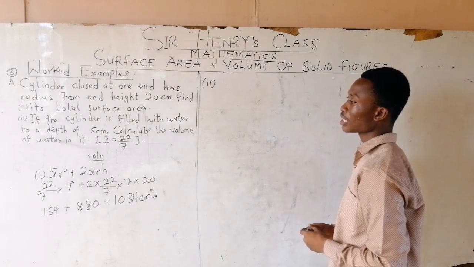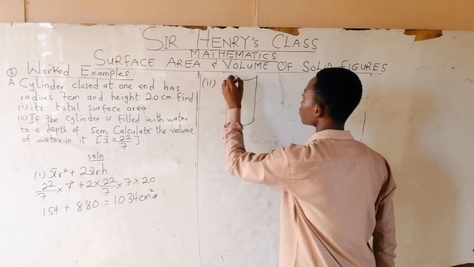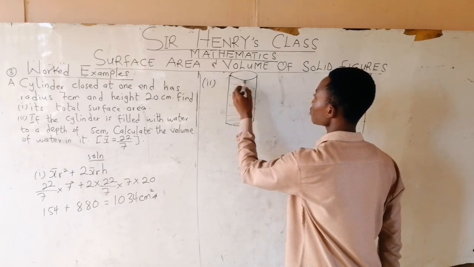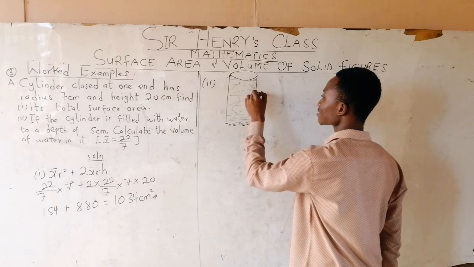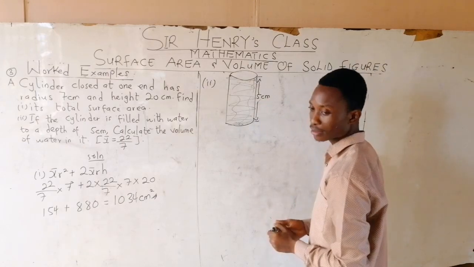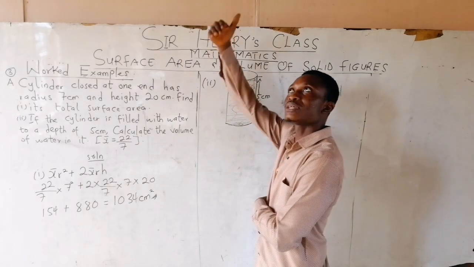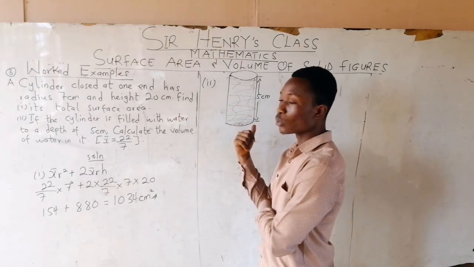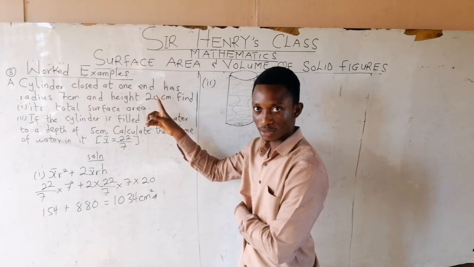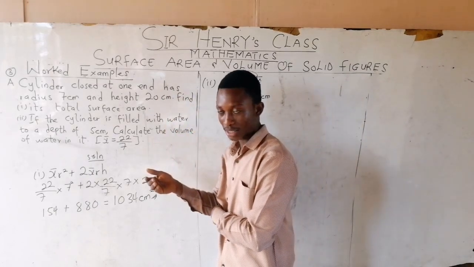If the cylinder is filled with water to a depth of 5 centimeters, so let's assume this is the cylinder, with one end closed. So I fill water. The water reaches a height of 5 centimeters, or a depth, so it simply means height and depth are the same. But here, you are talking of the depth of the water, not the height of the cylinder. When you pour the water, it got to a height of 5. So you can't use 20 here. No. The depth of the water. We are talking of the volume of the water, not the volume of the cylinder. So we are going to use the depth of the water to find the volume. Is that clear? Yes, the depth of it.